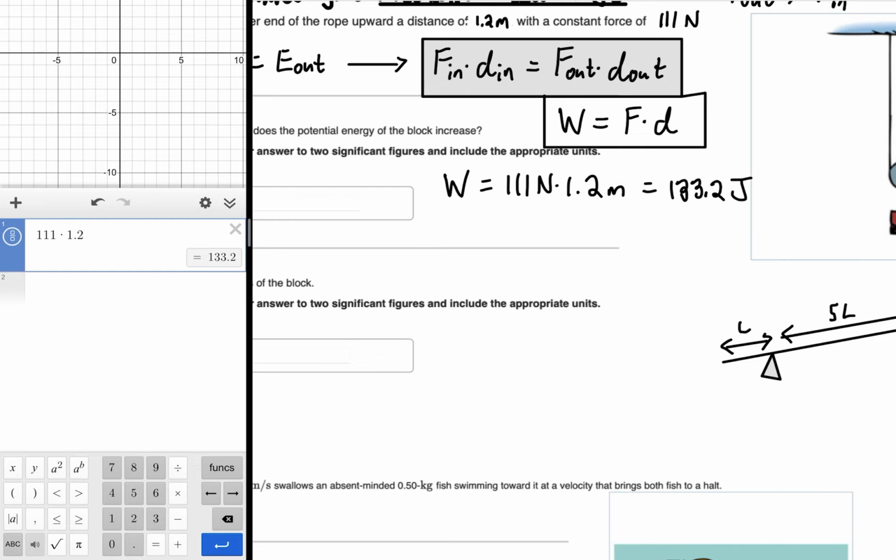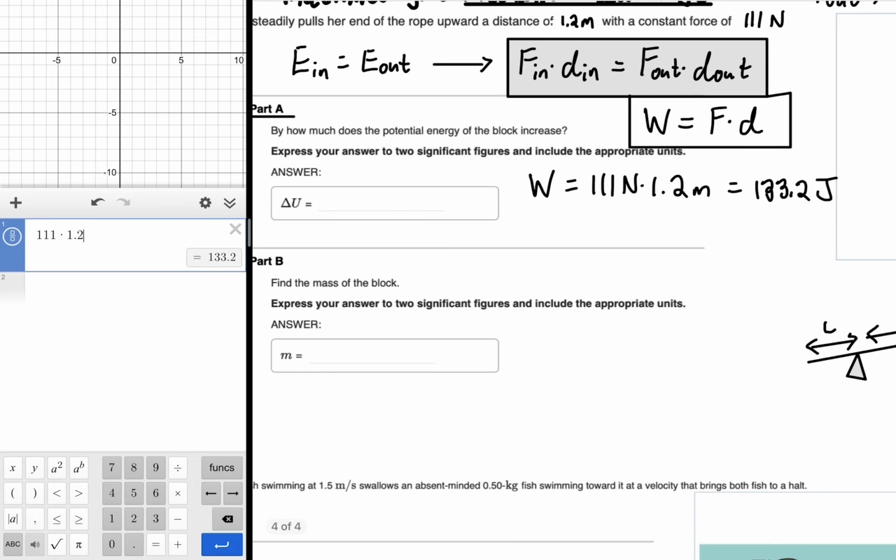Joules. You can also sometimes see it as newton meters, but here we're calling this joules, which is the standard unit of energy in the metric system. What are we going to do with that 133.2 joules?